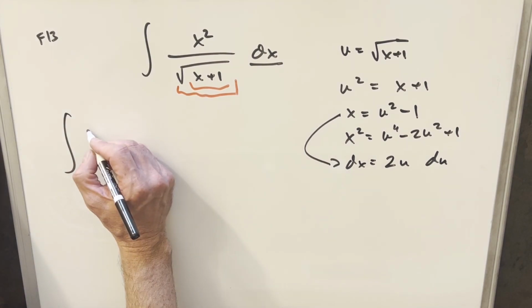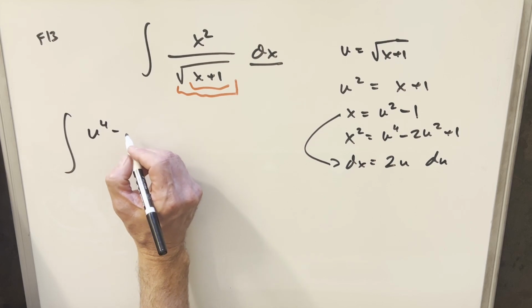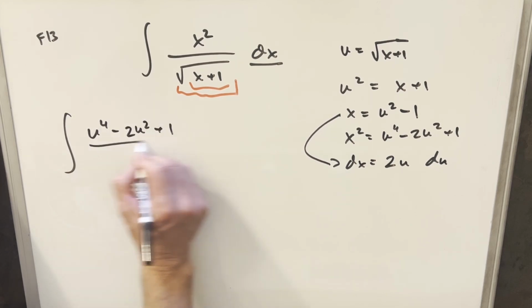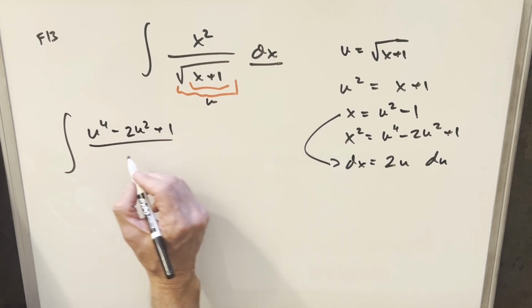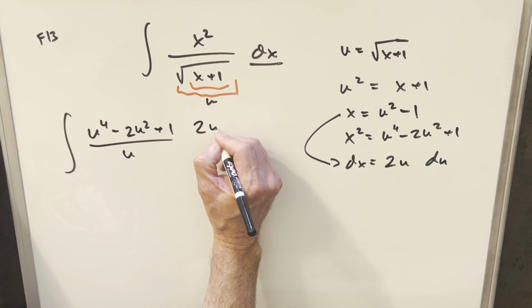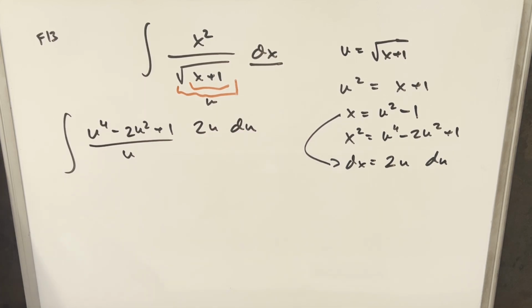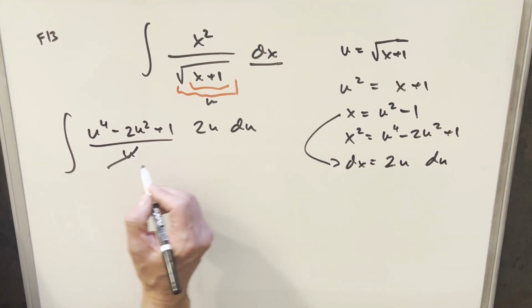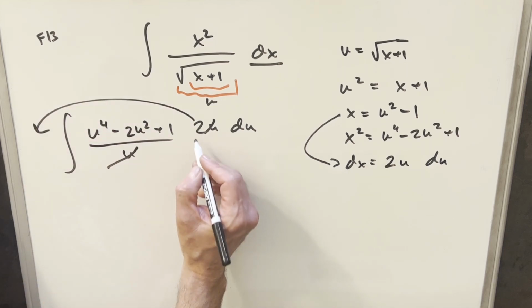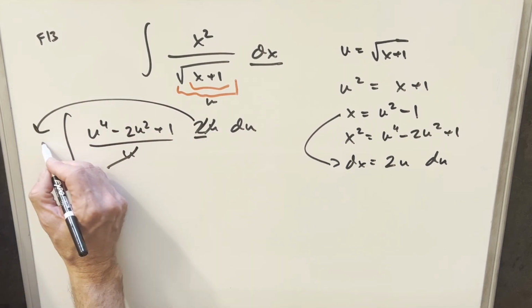So we have our x squared value for the numerator, so I'm going to have u to the fourth minus 2u squared plus 1. This thing's just u right here, so we'll have a u in the denominator. And our dx is going to be 2u du. And that's pretty nice because I'm going to get this u canceling right here. I can take this 2 out front. Let's just do that right here.